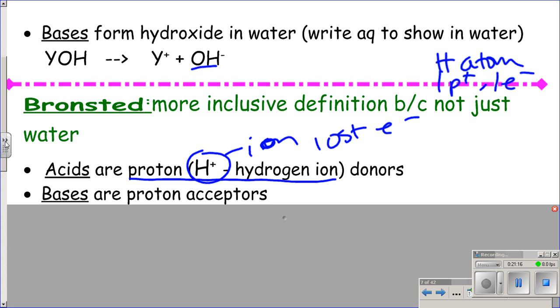Okay, so this is just an extended version of Arrhenius. Not only are we saying that the things that make hydroniums and the things that make hydroxides are acids and bases respectively, but anything that's a proton donor is an acid, and anything that's a proton acceptor is a base.